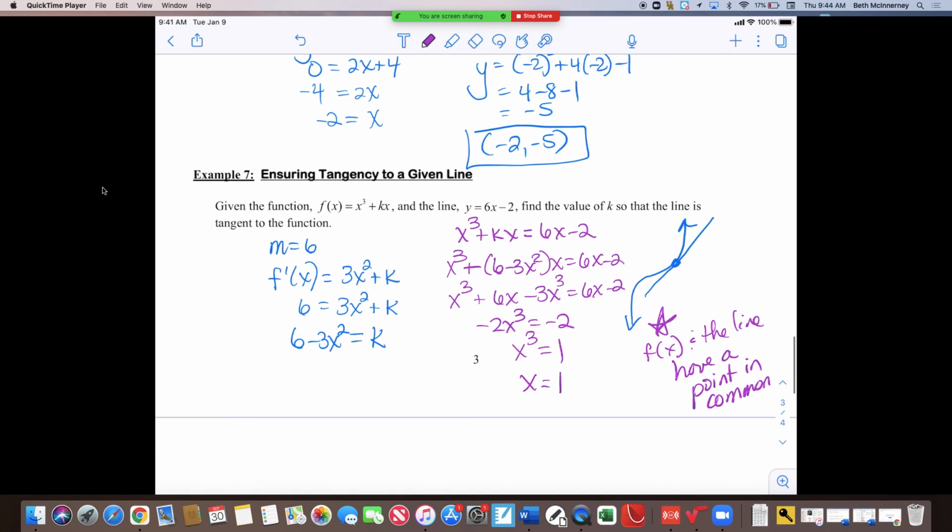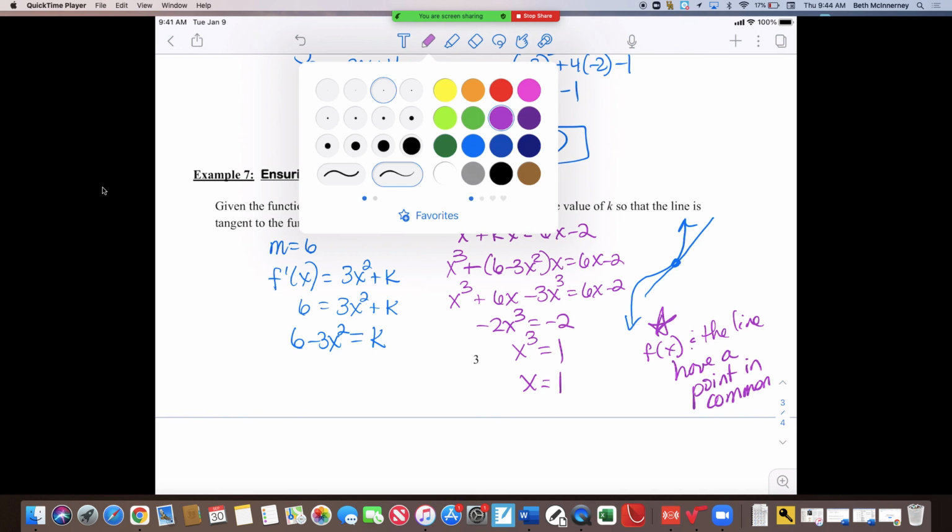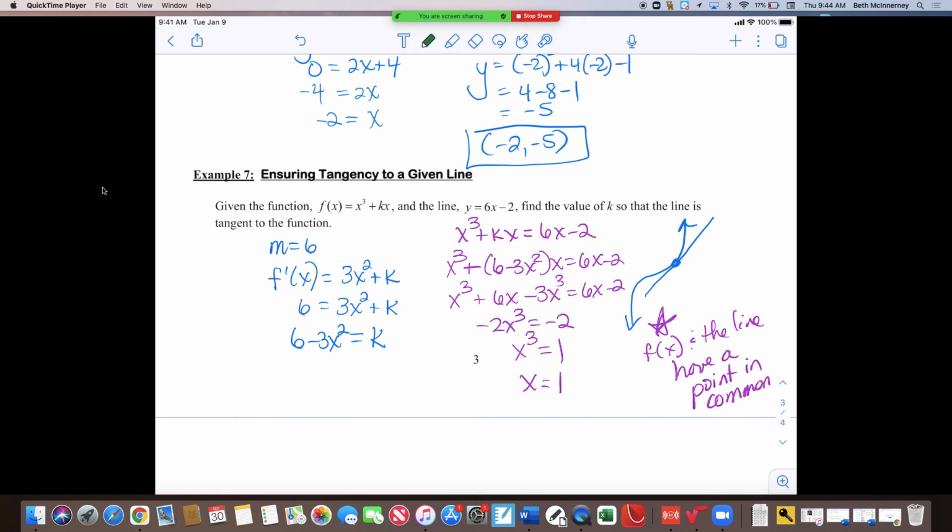So I got the x coordinate, but let's reread the problem. It didn't ask me for x. It asked us for k, didn't it? But I can find k now that I know x. All right, that was a super cool problem. That was a really, really nice problem.